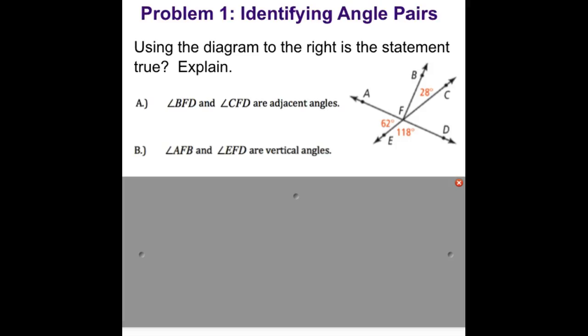All right, so we need to be able to identify angle pairs. Using the diagram to the right, is the statement true? Explain. It says angle BFD and angle CFD are adjacent angles. So you want to start by finding those in our drawing, BFD and CFD. Now if you look back up at the definition of adjacent angles, they share a common side, a common vertex, but no common interior points. These two angles overlap on more than just a ray, which means that they actually cannot be adjacent. They overlap in all of this space. They are not adjacent. So you'd say false. The reason is they have common interior points.